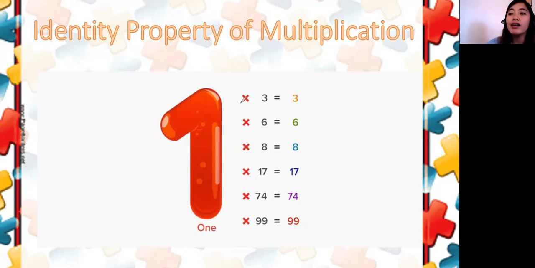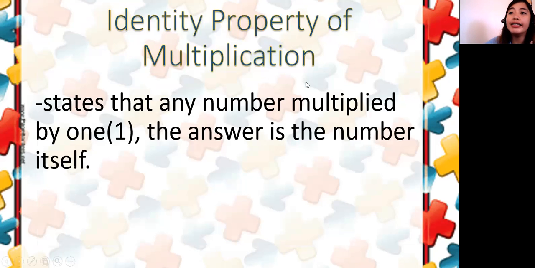Okay, so once again here, any number that you multiply by 1, what is the answer? The number itself, and that is identity property of multiplication, or IPM. When we say IPM, or identity property of multiplication, it states that any number multiplied by 1, the answer is the number itself. Remember, number itself. Clear with this? Yes, it's easy.